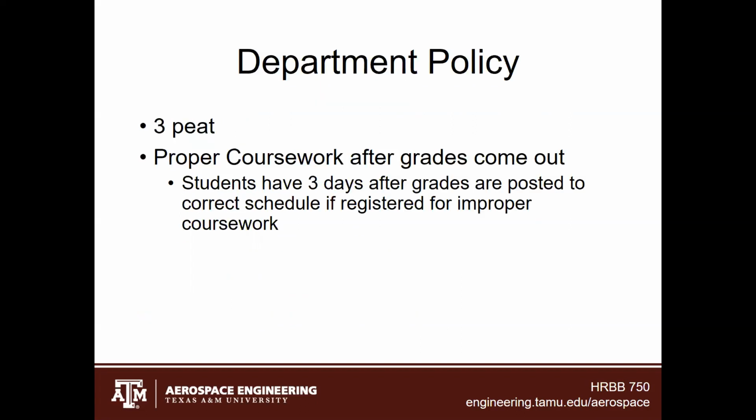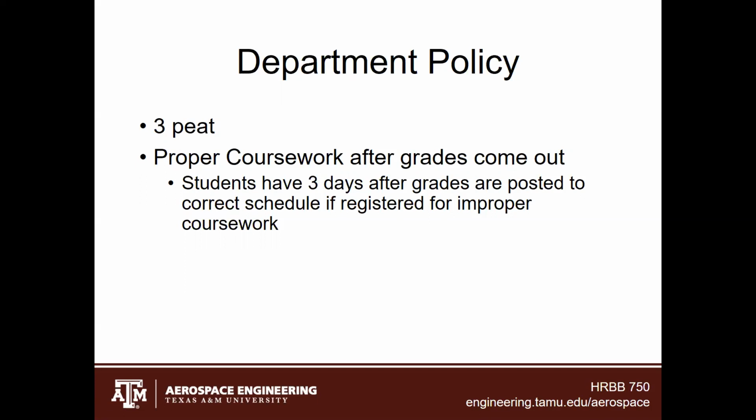All right, so we need to talk about department policies. In this department, we have a three-peat rule. If you repeat a class 3 times, and on that third attempt, you do not make a C or better, that's grounds for dismissal, okay? Q's, W's, F's, those count as an attempt, okay? So please be aware of that.